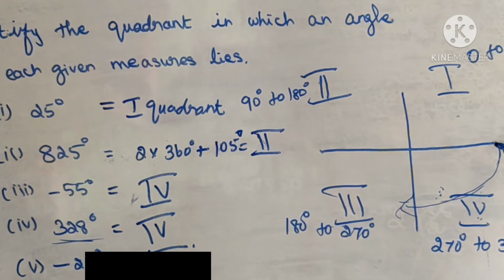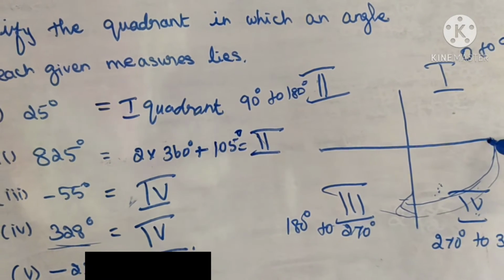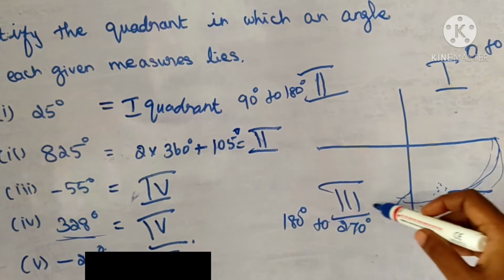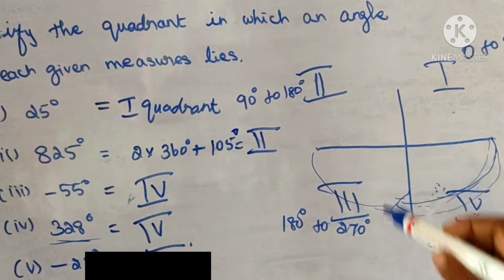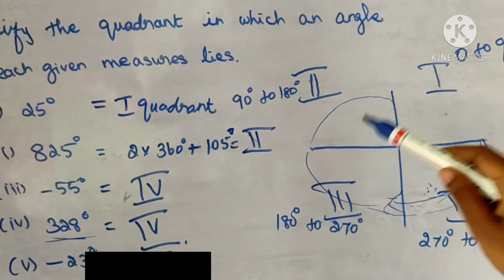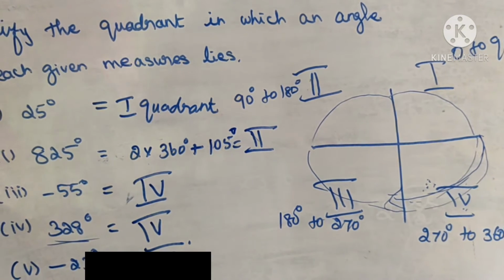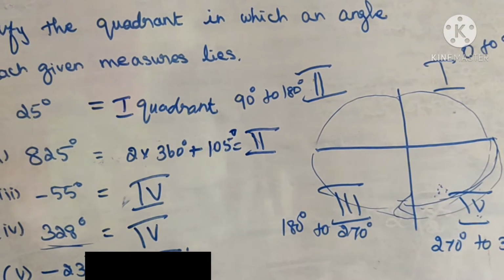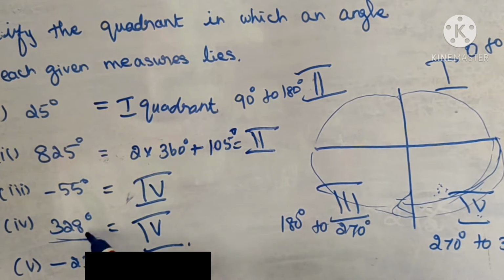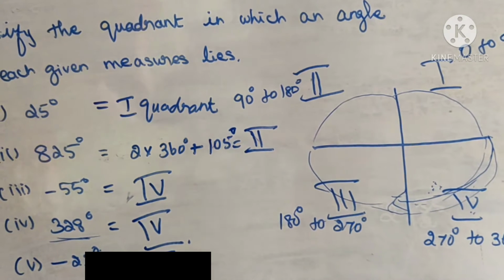Okay, negative values start from here, so 0 to minus 90 degree is in the fourth quadrant, minus 90 degree to minus 180 degree is in the third quadrant, minus 180 degree to minus 270 degree lies in the second quadrant, and minus 270 degree to minus 360 degree lies in the first quadrant. So minus 55 degree lies in the fourth quadrant. And 328, this one is positive, you take the anti-clockwise direction, so 328 lies in the fourth quadrant.